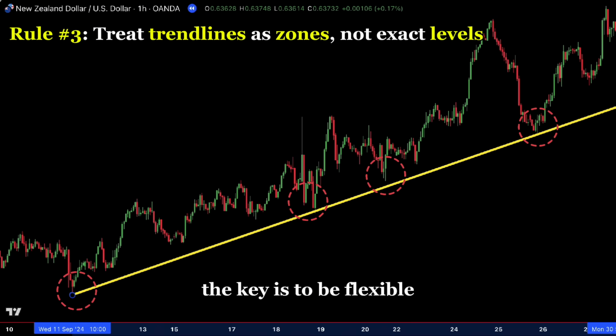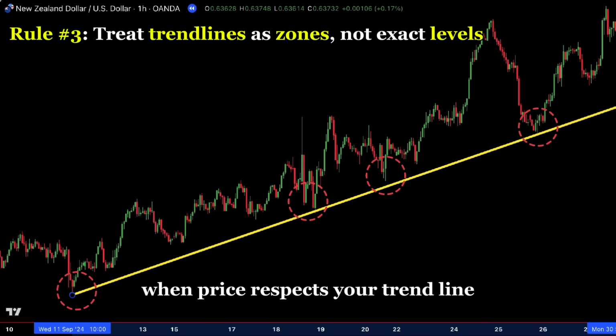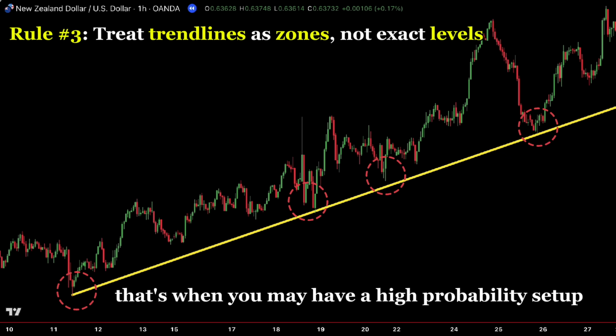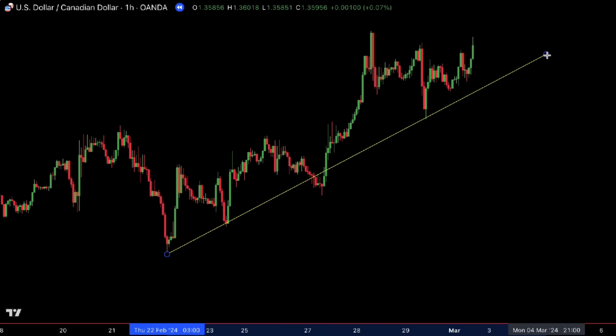The key is to be flexible. Don't expect perfection. When price respects your trend line and gives a clean rejection, that's when you may have a high probability setup. Rule number 4, don't force it.